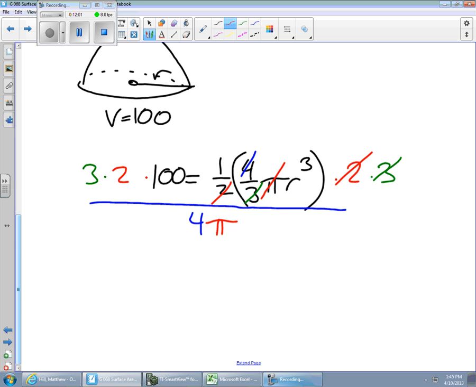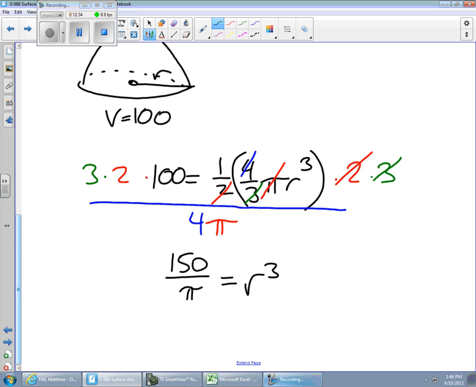Now, aside from a whole bunch of things happening at once here, which you don't have to do all at once, you can certainly do it in several different steps, that should isolate r cubed. The only thing left on the right is r cubed. Over here on the left, I've got 3 times 2, which is 6, times 100 is 600, divided by 4 is 150, and there's a pi in the denominator.